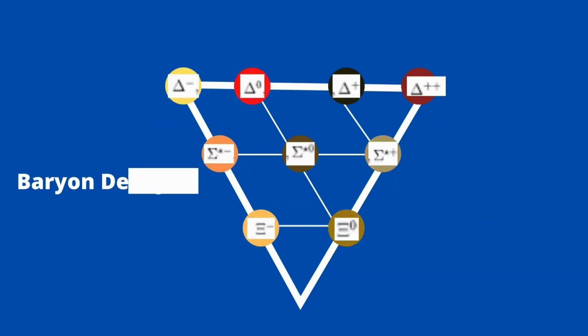Lastly is the baryon decuplet. The baryon decuplet consists of 4 delta, 3 sigma, and 2 xi particles. All of these particles have the same spin number, which is 3/2. This supermultiplet does not have the same hexagonal shape as the previous two, but instead it has a triangle shape.